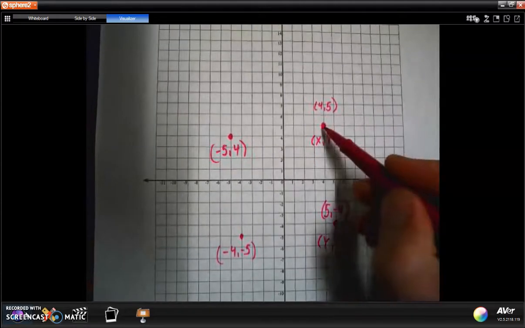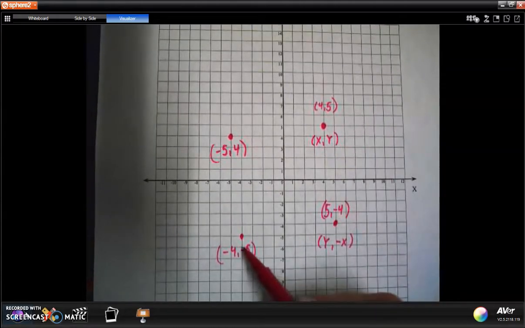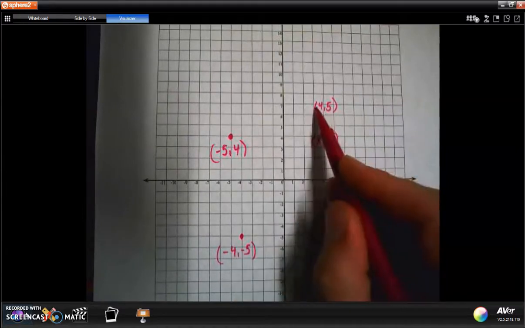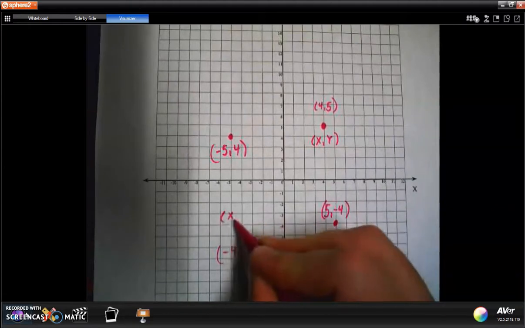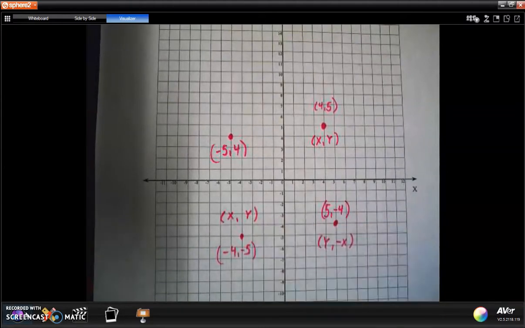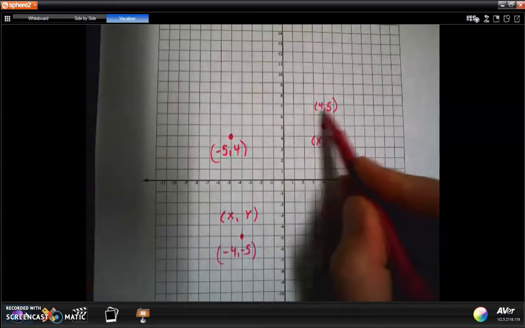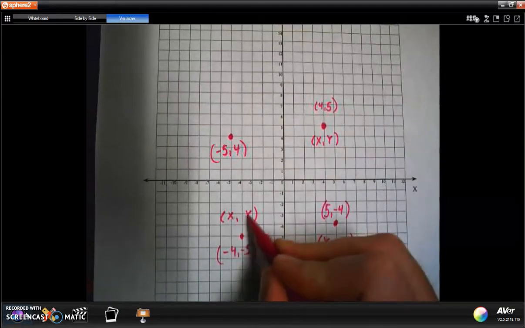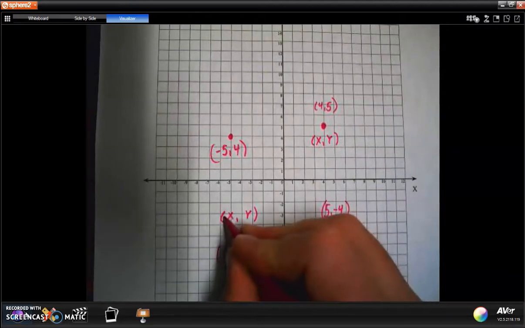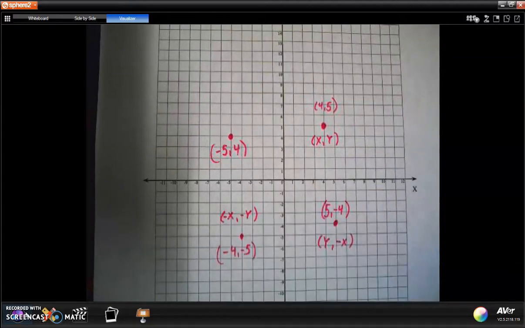Alright, so after a 180 degrees rotation, my x, y is 4, 5, it still is 4, 5. So the x and the y stay the same. But if you notice, it was a positive 4, positive 5, now it's a negative 4, negative 5. So they stayed in the same spot, but then they became their opposites. And there's the rule for 180 degrees: they stay the same, just become their opposites.